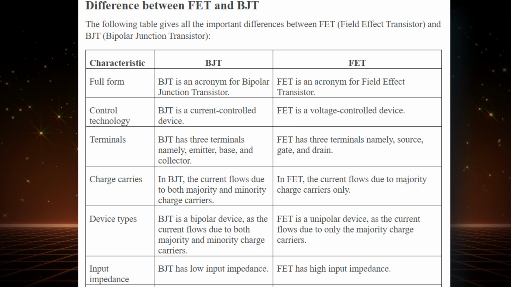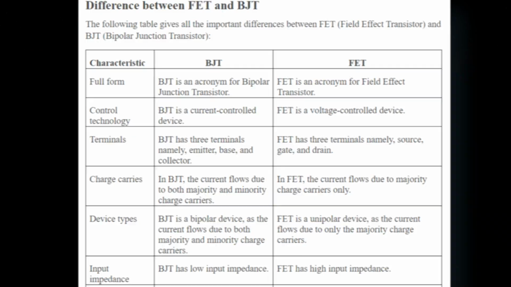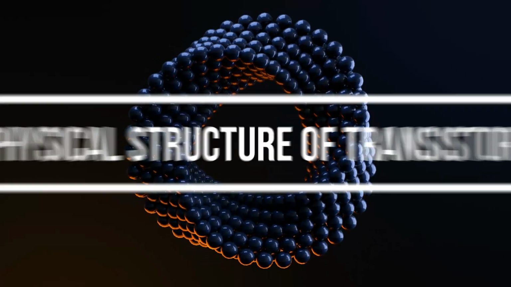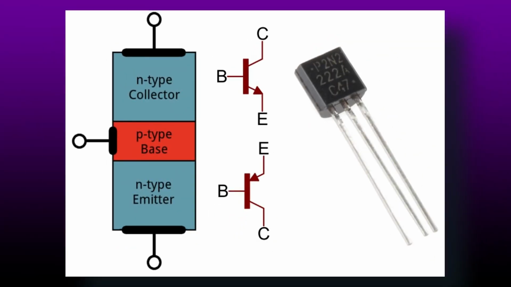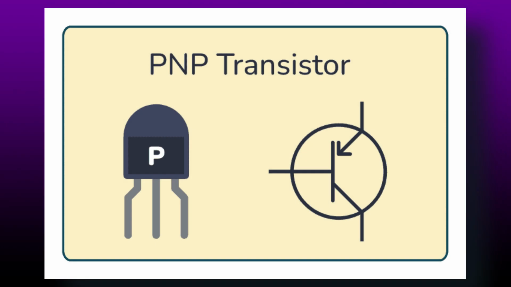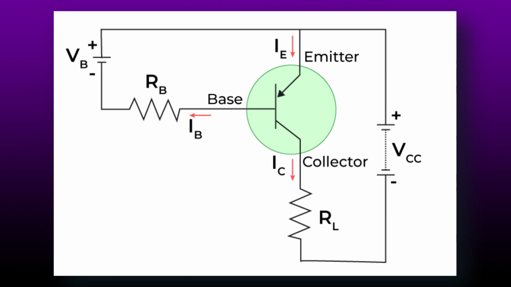You all will be curious about why it is termed bipolar. Because the transistor carries both electrons and holes, it is called bipolar. Now we will discuss the physical structure of the transistor. As you can see in the image, the N side is connected to the emitter, the P side is connected to the base, and again the N side is connected to the collector. This is an NPN transistor, and in a PNP transistor, the P side is connected to the emitter, the N side is connected to the base, and again the P side is connected to the collector. I will discuss the working of this transistor in further slides.